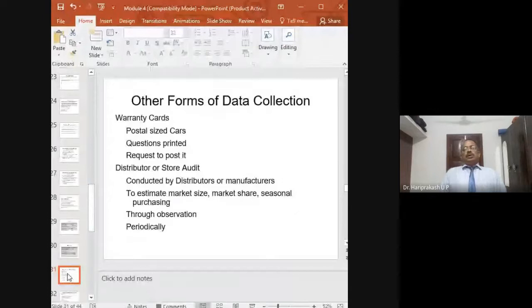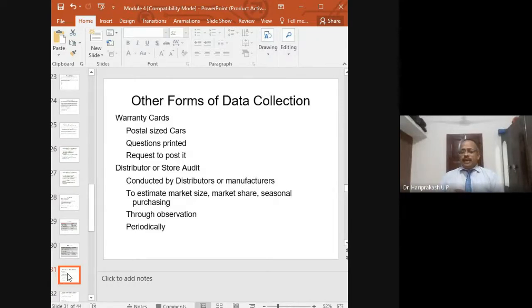Okay, so store audit is where the distributors or manufacturers visit a retail store, and they will see the quantity of the products on the shelf. In a retail store, there are shelves where the products are kept, and they may also have some storerooms where the goods are stored. So an audit will be done by the manufacturers or distributors trying to see how many goods are sold, and which are the competing brands.